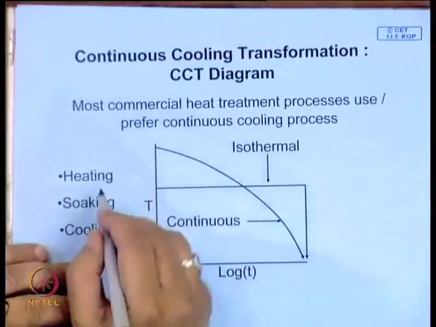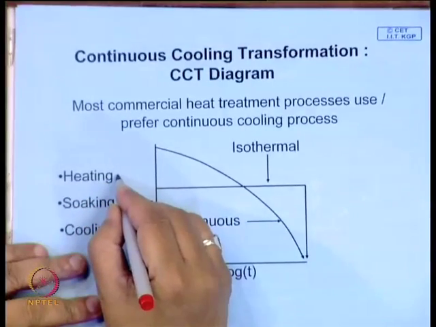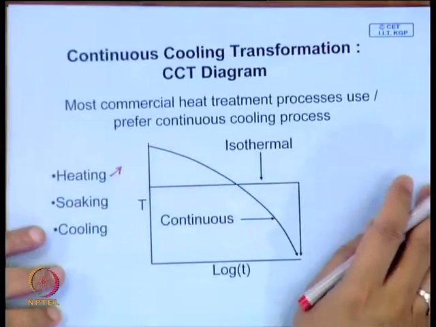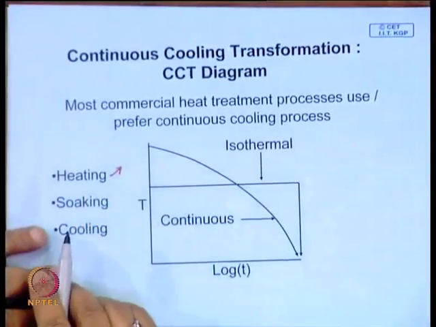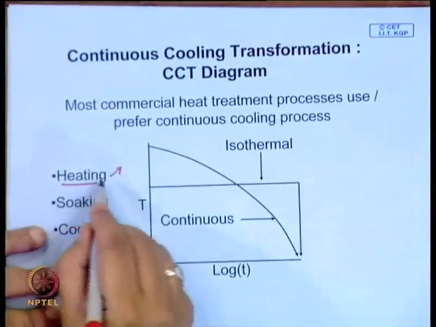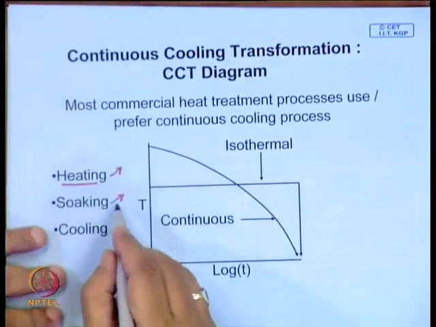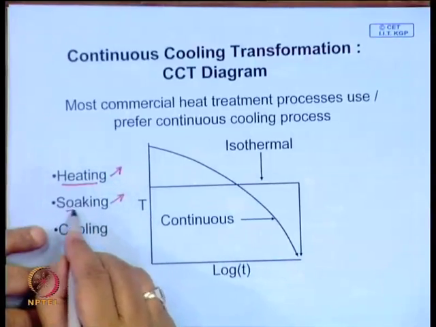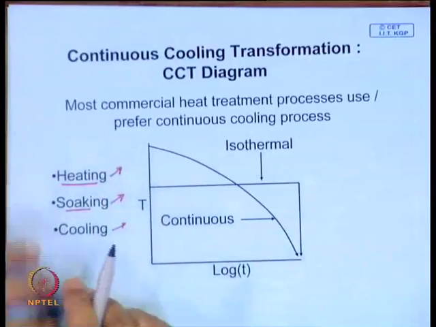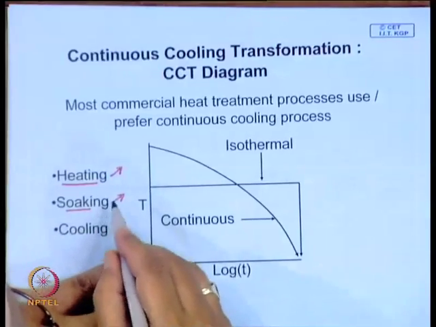In most commercial heat treatment processes, there will be three distinct steps. One is you heat to a particular temperature, and then you keep the sample for a certain length of time so that it develops a homogeneous structure. That step is called soaking. After it is soaked and you are sure the structure is homogeneous, then you cool. This is the third stage. So these are the three steps in any heat treatment process, and this cooling can be done in two ways.